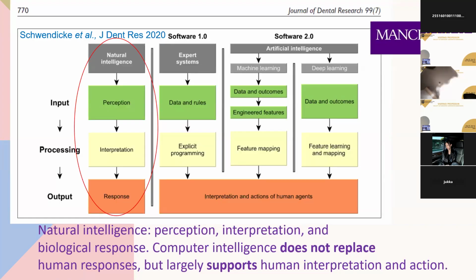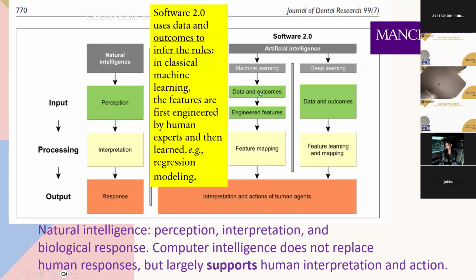It's explaining natural intelligence, expert systems, and artificial intelligence. So natural intelligence is about perception and biological response, interpretation leading to response. And then computer intelligence does not replace human responses, but may largely support human interpretation and action. And in an expert system, we have data and rules, explicit programming leading to interpretation and actions of human agents.